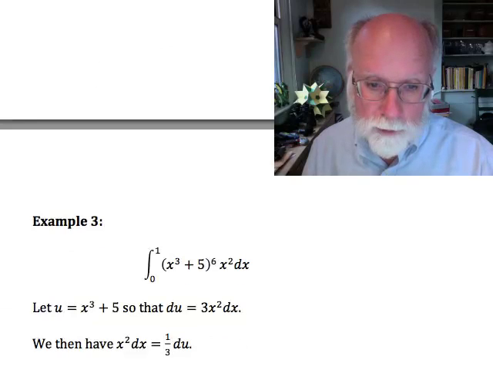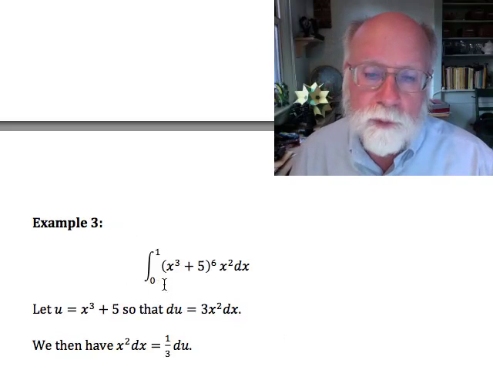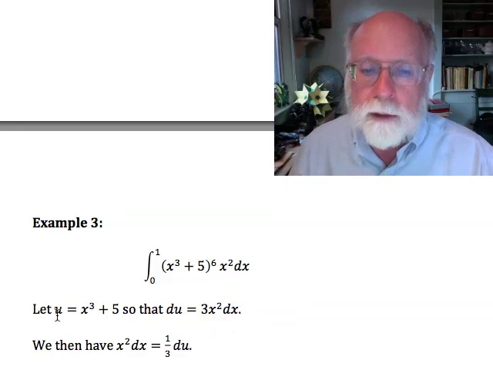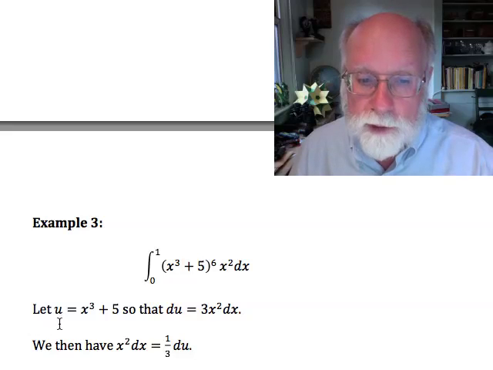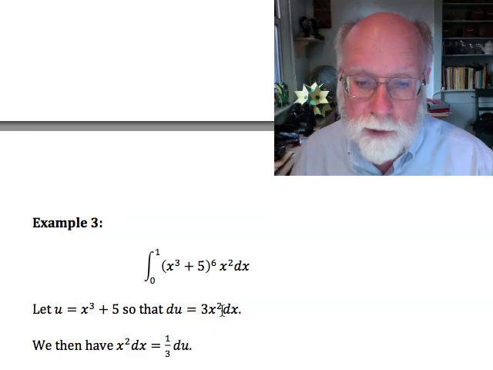And the final example in this set is the definite integral between 0 and 1 of (x cubed plus 5) to the power 6 times x squared dx. Here we should let u equal x cubed plus 5, because then du will be 3x squared dx, and we have an x squared here in the integrand, the function we're integrating.